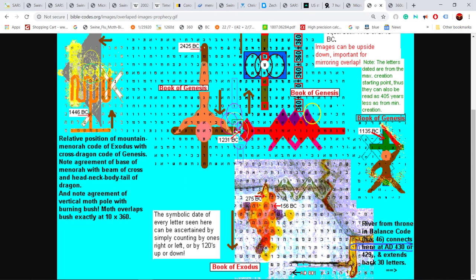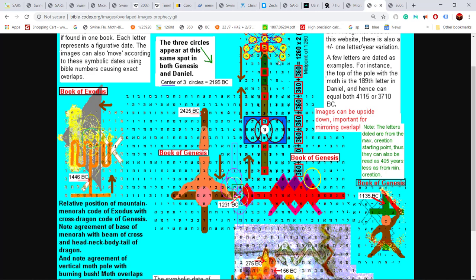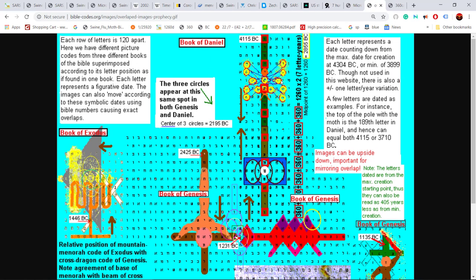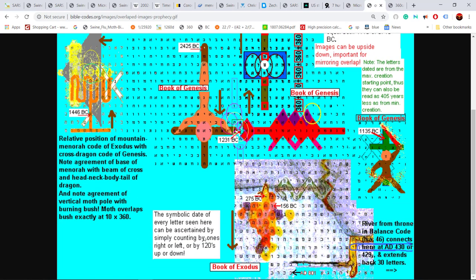All these images flip around at certain mathematical intervals of 1,290 years or days. That's why they're all dated, and so they all overlap one another. You've got to picture these images as projected, moving around. They're not stale images. So anyways, they overlap one another, and the moth code will overlap this. Well, let me just read it.